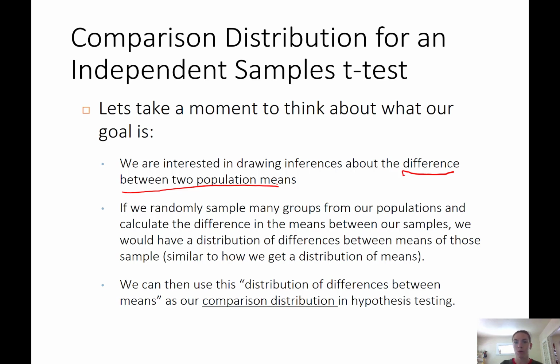I reach into population 1, into population 2, get sample means, calculate the difference between those means, and I save it over here. I do that iteratively, over and over and over, and I start to construct a distribution that's made up of all differences between sample means. This is called the distribution of differences between means, and it is the comparison distribution for an independent samples t-test when we walk through the steps of hypothesis testing.